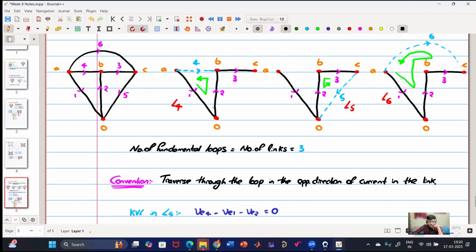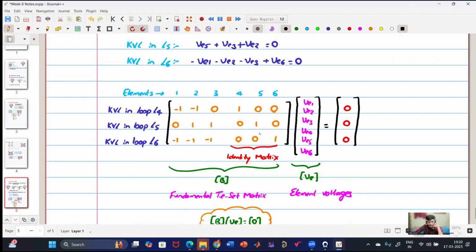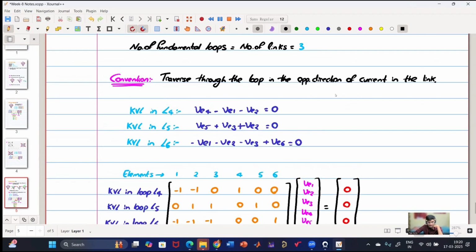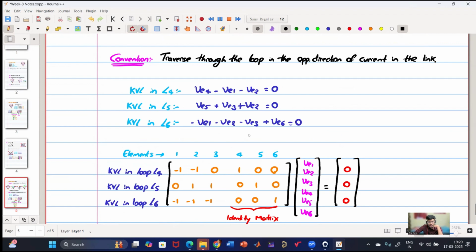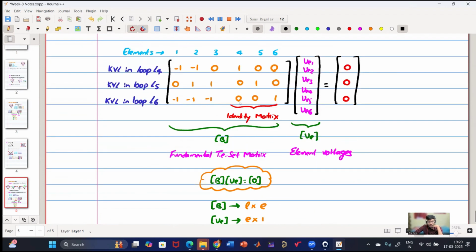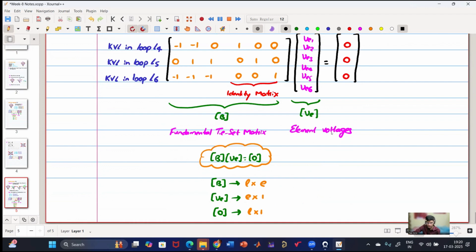So now when we do that, we'll get KVL here, KVL here, KVL here. We get three equations for the three fundamental loops. Now if we write in the matrix form, then we'll get an identity matrix. So in order to get this identity matrix, this convention is made. So we have to get identity matrix. If you are not getting identity matrix, then it's a sign that you have made a mistake. And then we got the B matrix, which is called the fundamental tie set matrix, and these are the element voltages.